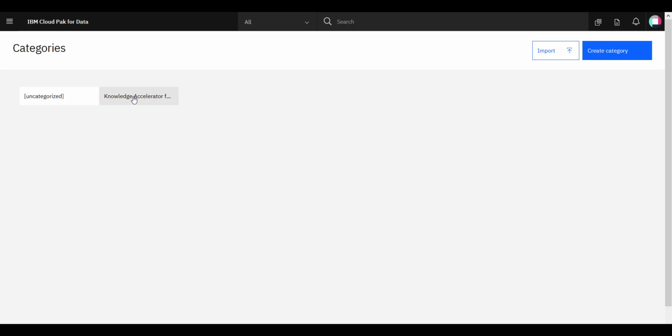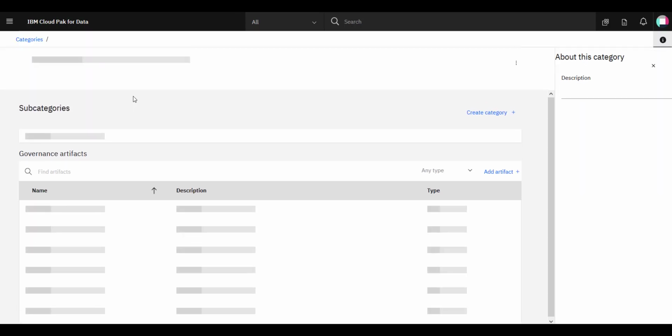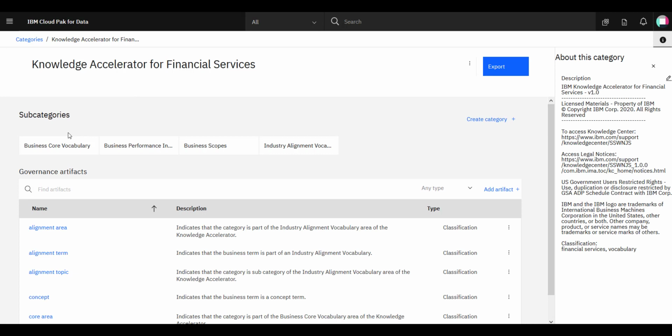These terms can be leveraged in auto-classification of the institution's data sources, resulting in an organized catalog of data assets for data exploration and analysis, including machine learning. Let's dive deeper. The top-level view for content includes 4 categories: business core vocabulary, business performance indicators, business scopes, and industry alignment vocabularies. Let's now look at each category area in more detail.